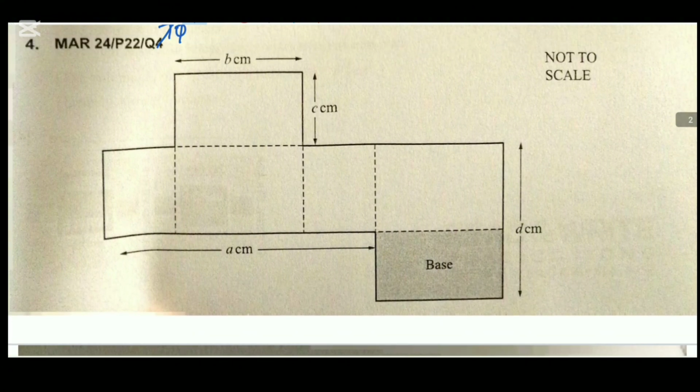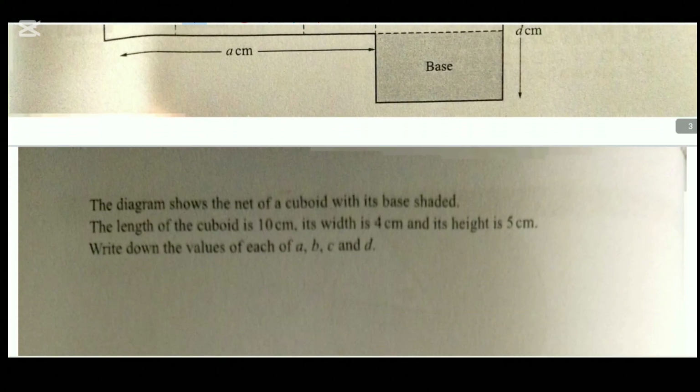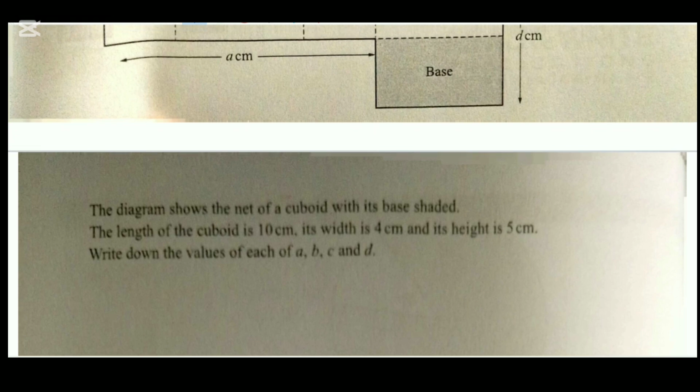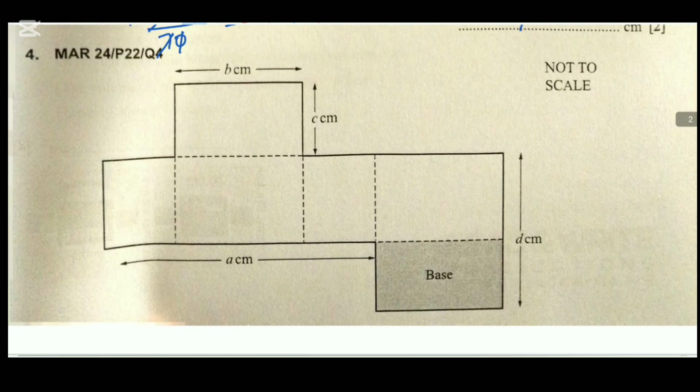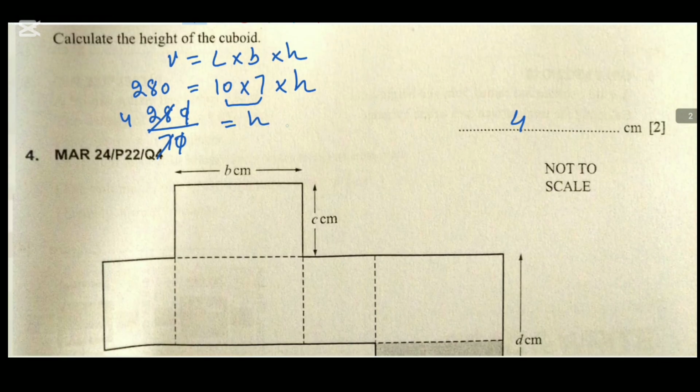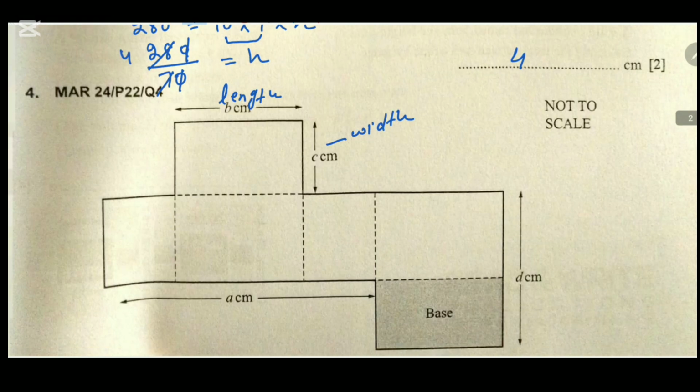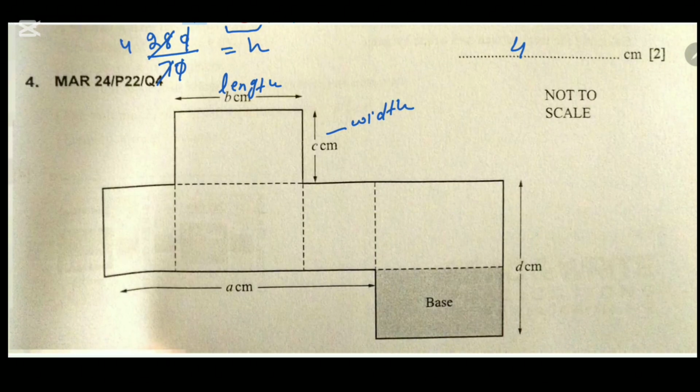Okay, question number 4. The figure is given to you. The diagram shows the net of a cuboid with its base shaded. The length of the cuboid is 10 centimeter, its width is 4 centimeter, and its height is 5 centimeter. Write down the values of each A, B, C, and D. So you should know that this is the length, this side is width, and this is the height.